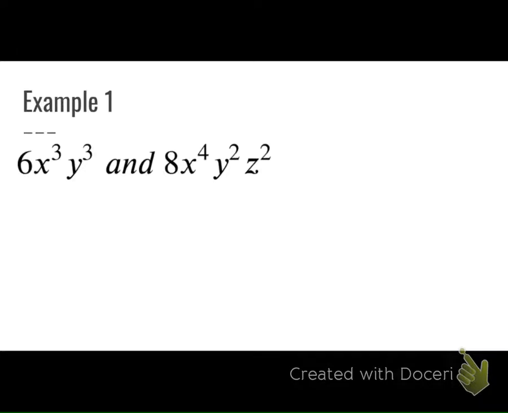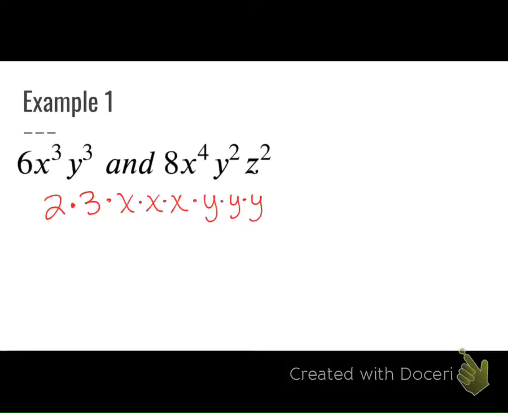Here's our first example. Remember, to find GCF, we need the prime factorization for both or all of the terms, and then we look for matches. So if I were to break down 6, I know that 6 breaks into 2 times 3. X cubed means I have x times x times x. Y cubed means y times y times y.